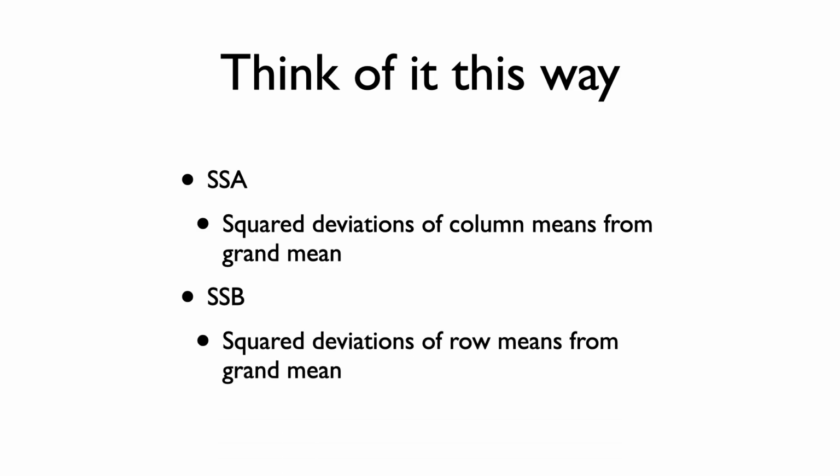Sum of squares B is the deviation of the row means from the grand mean. What we're basically doing is taking a variance of a bunch of means. There's a reason this is all called analysis of variance. So that's the squared deviations of row means from the grand mean.